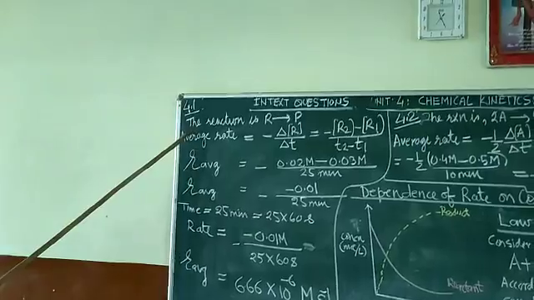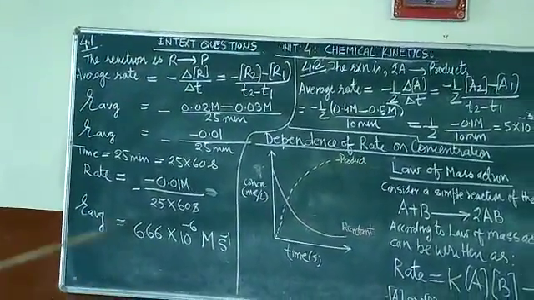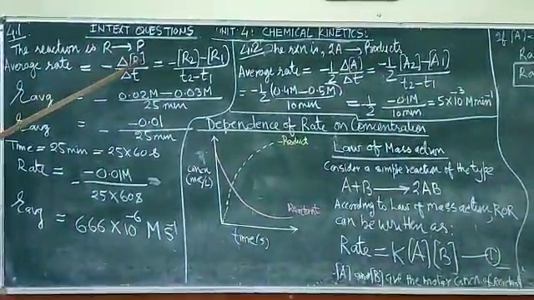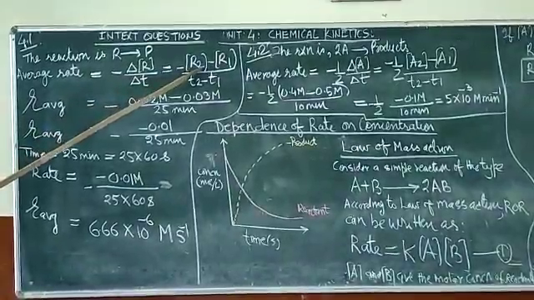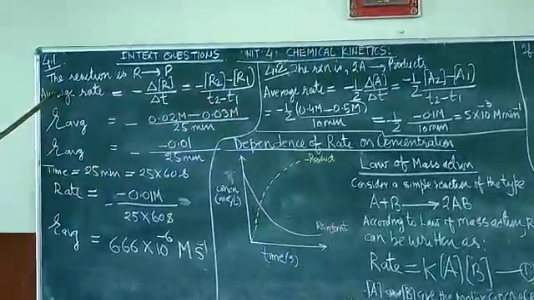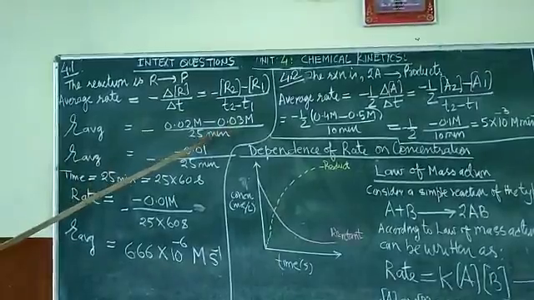So here, how do you solve this problem? We see the reaction is given to you, R turned into P. So the average rate is equal to minus delta R over delta t. I can write minus R2 minus R1 upon t2 minus t1. Average rate, I can write R average is equal to this. Put all the values here.